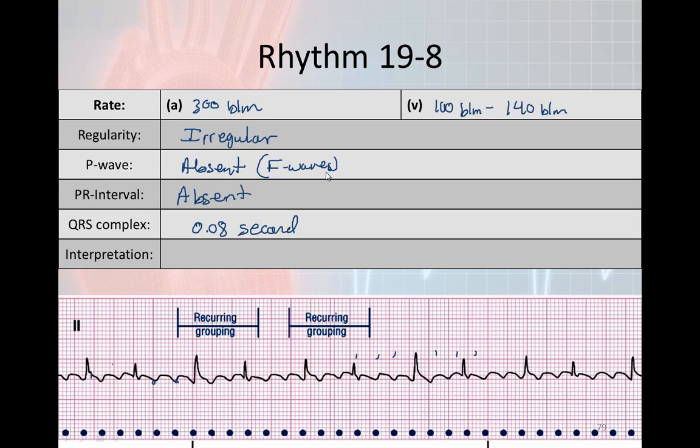The interpretation, since we have our F waves, our capital F waves, is atrial flutter. And it's irregular, and we don't have a constant conduction ratio here. So therefore, it's atrial flutter with variable conduction.